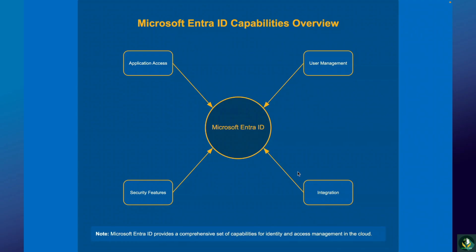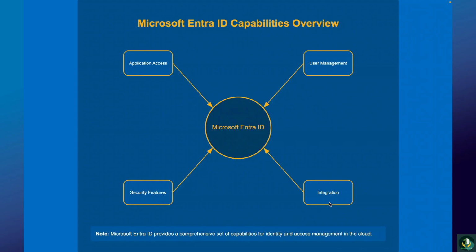The next area is security features. Entra ID incorporates advanced security measures to protect identities and data. Key features include multi-factor authentication for enhanced account security, identity protection to detect and mitigate potential security risks, conditional access policies to ensure the right users have the right access under the right conditions, and anomaly detection to identify irregular sign-in activities.